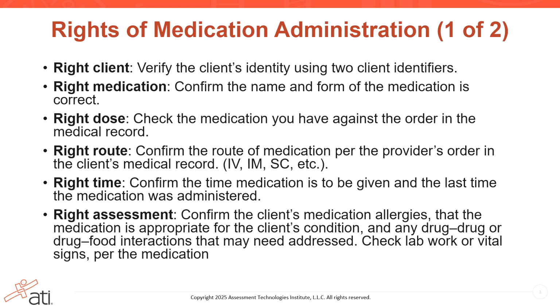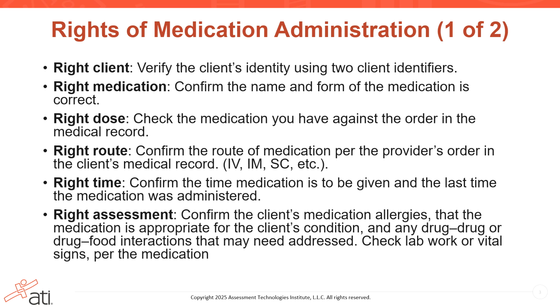So we're going to talk about the rights of administration first. There's 10 rights of medication administration. Way back we started with 5 rights and we've gradually built up to 10, but the reason we have so many is because of medication errors. With each error that we see, or if we start to see a group of errors, we want to make sure that we are doing the processes we're supposed to do correctly.